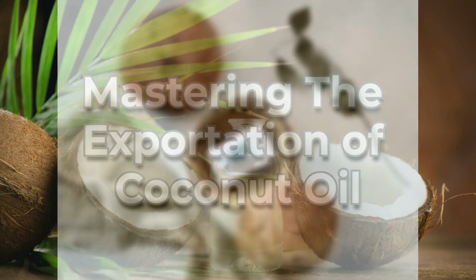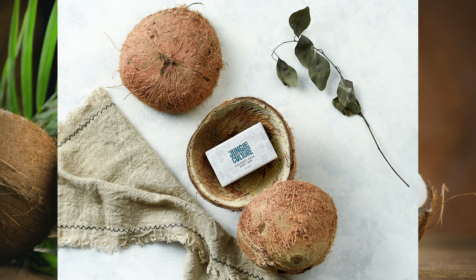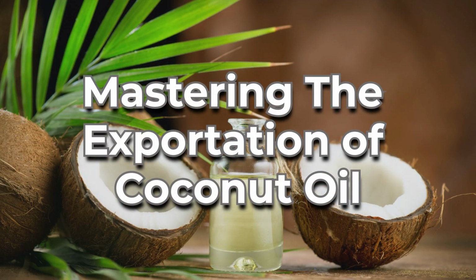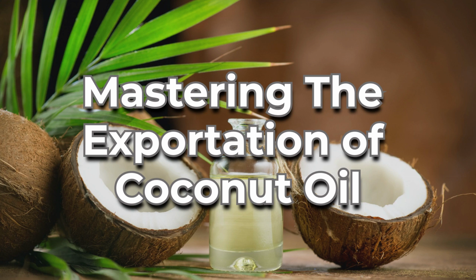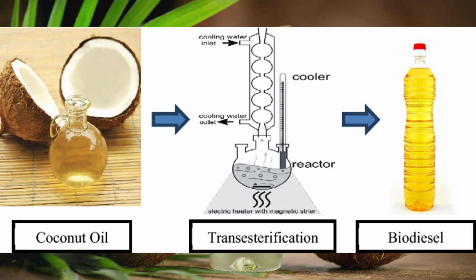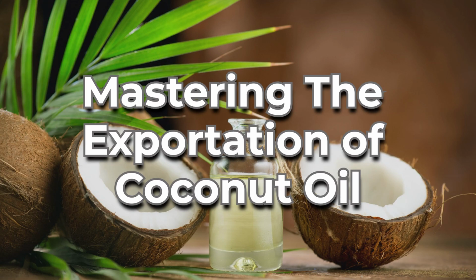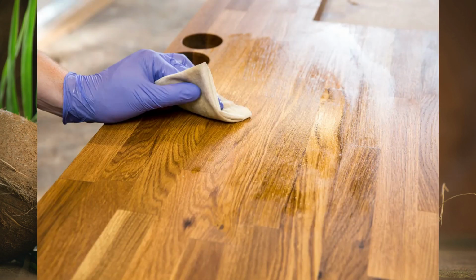Industrial uses. Soap and detergent making: coconut oil is a key ingredient in soap and detergent making due to its ability to produce a rich lather and cleansing property. Cosmetic production: used in various cosmetic products such as cream, lotion, and hair care. Biofuel: processed into biodiesel as an alternative fuel source. Also used as furniture polish, to polish wooden furniture and add a protective layer.